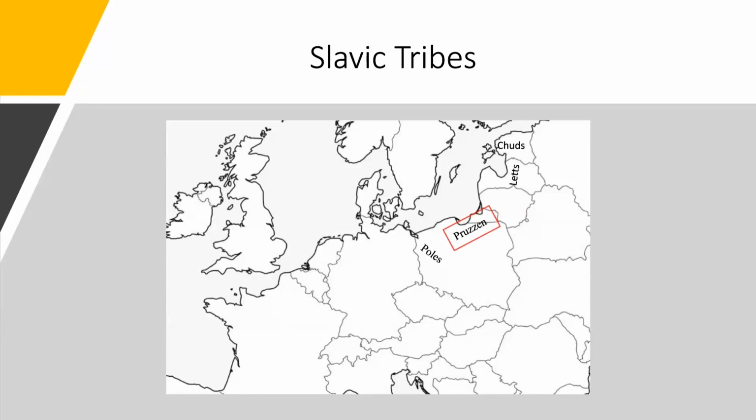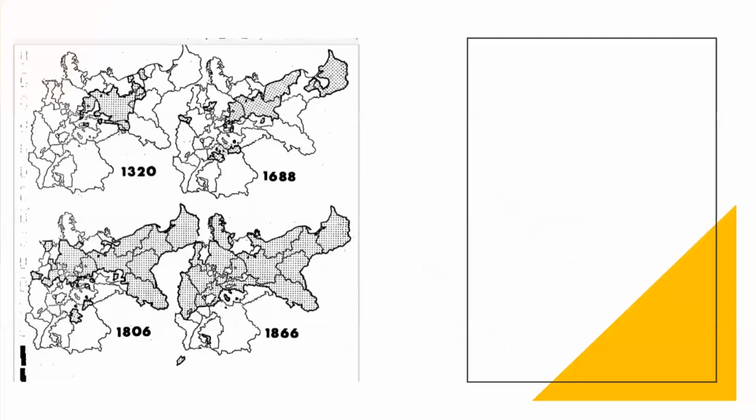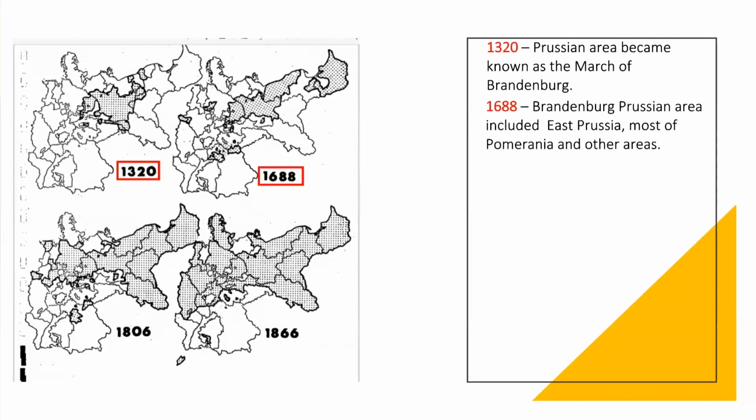By knowing the nobility and government changes that occurred, it makes it possible to find records of your ancestors that you wouldn't find otherwise. The following shows how Prussia, shown as the shaded areas on the maps on the left, evolved in size and jurisdiction. In 1320, Prussian area became known as the March of Brandenburg, and in 1594 it became a duchy. In 1688, Brandenburg Prussia area included East Prussia, most of Pomerania, and other areas. Prussia became a kingdom in 1701.